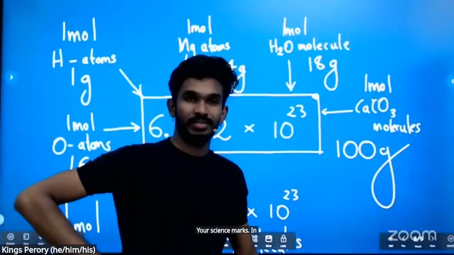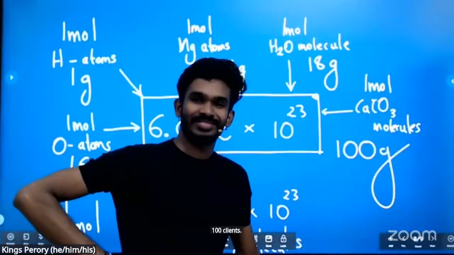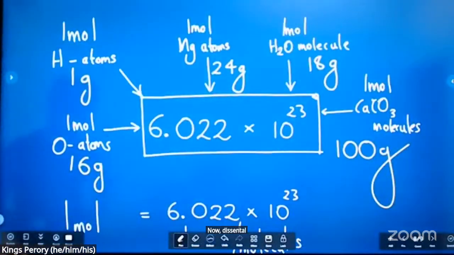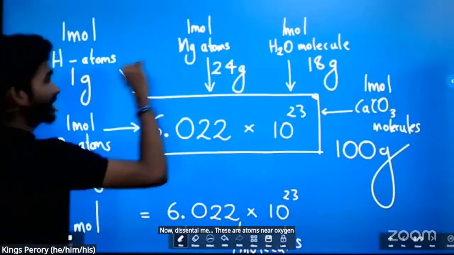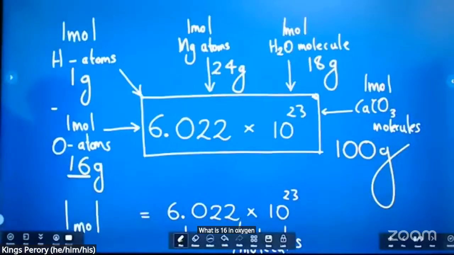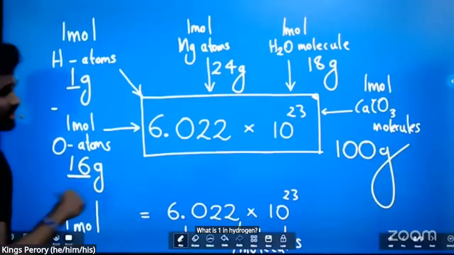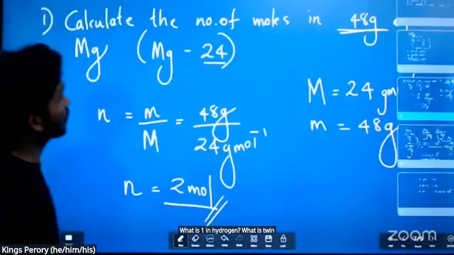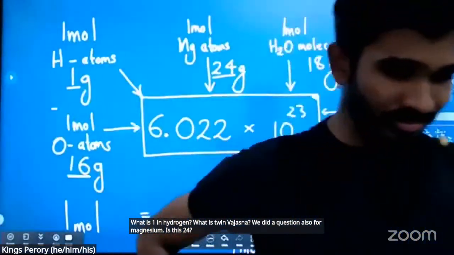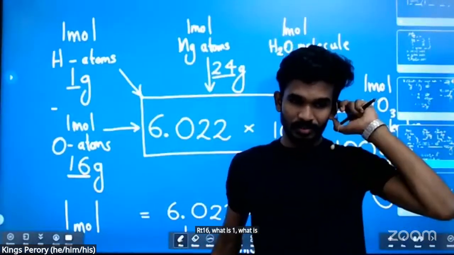In grams will come. 100 grams will come. Now guess and tell me, these are atoms: oxygen atom, hydrogen atom, magnesium atom. What is 16 in oxygen? By now you should have come across this 16. What is 1 in hydrogen? What is 24? Just now we did a question also for magnesium. What is this 24? What is 16? What is 1? What is 24?